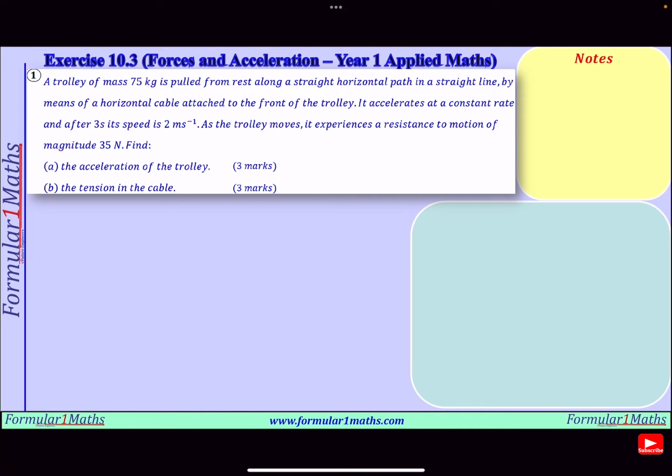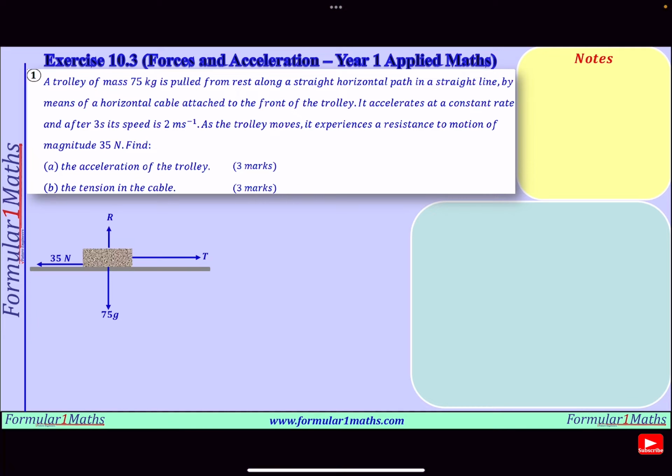So let's do a sketch, which is always advisable. This is a trolley, and this is a straight horizontal path. There are some forces acting on the trolley. The first one is the tension in the cable, which we call T. There's also a resistance to the motion of 35 newtons. There's a weight, 75g, and because there's a weight of 75g, there will be a normal reaction R.